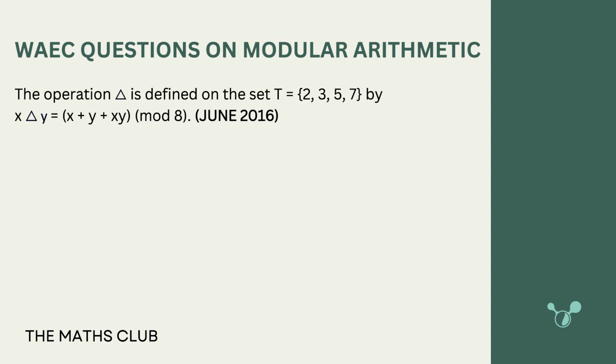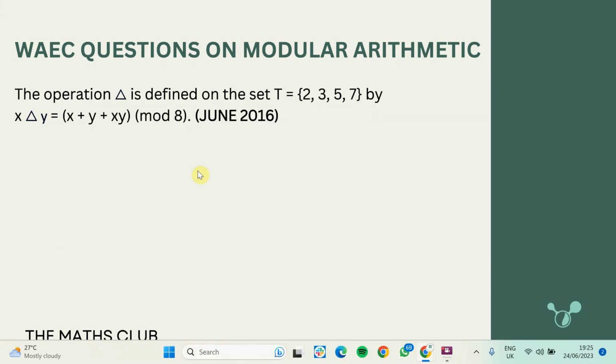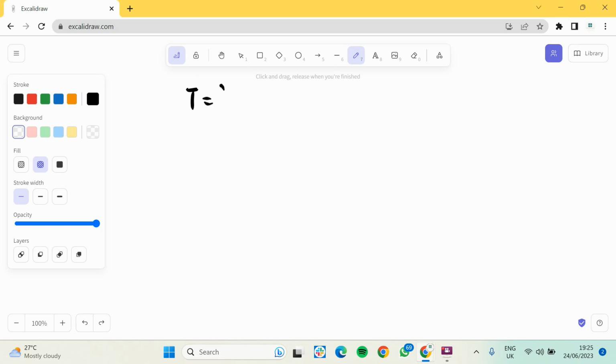This question 2 says the operation triangle is defined on the set T, which is equal to 2, 3, 5, 7, by x operator y is equal to x plus y plus xy in mod 8. So our T is equal to 2, 3, 5, 7, and our x triangle y is x plus y plus xy in mod 8.